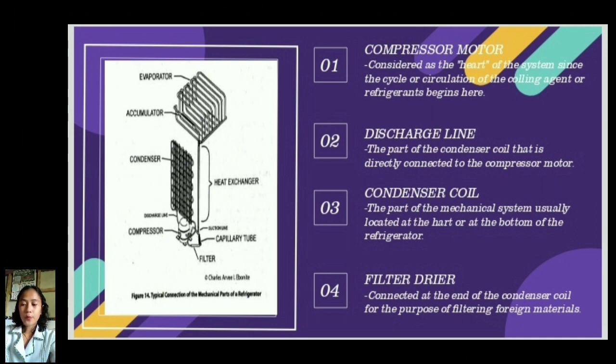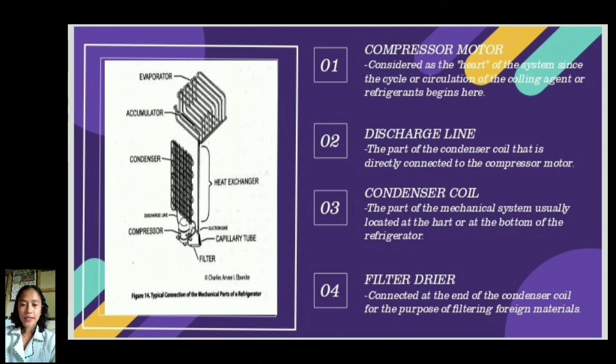In addition, the compressor motor compresses low pressure, low temperature vapor refrigerant to convert it into high pressure, high temperature vapor refrigerant. Second is we have discharge line, the part of the condenser coil that is directly connected to the compressor motor.